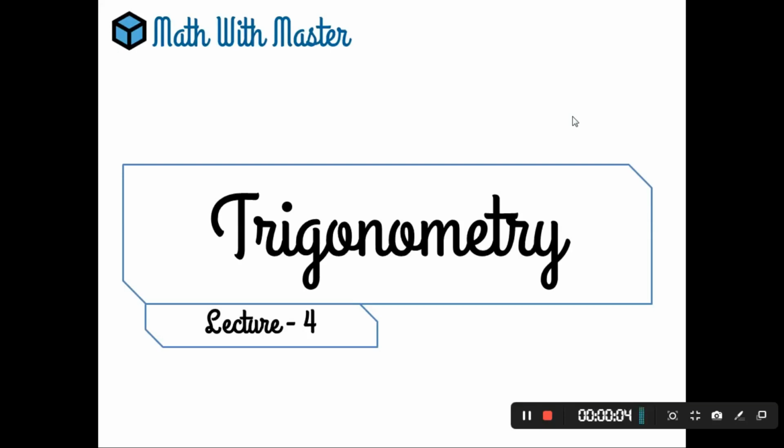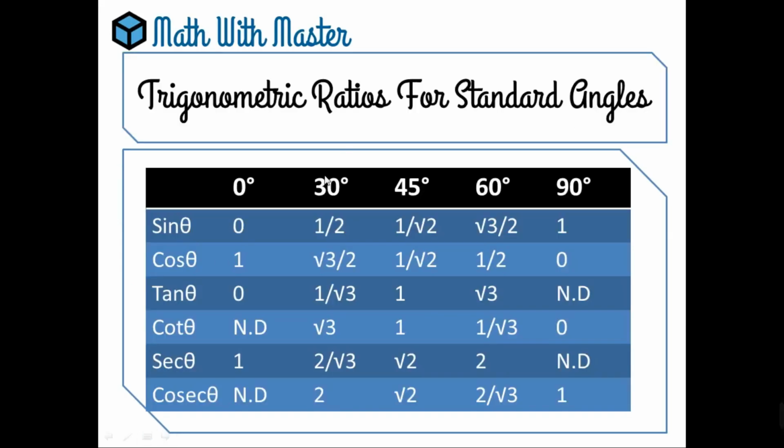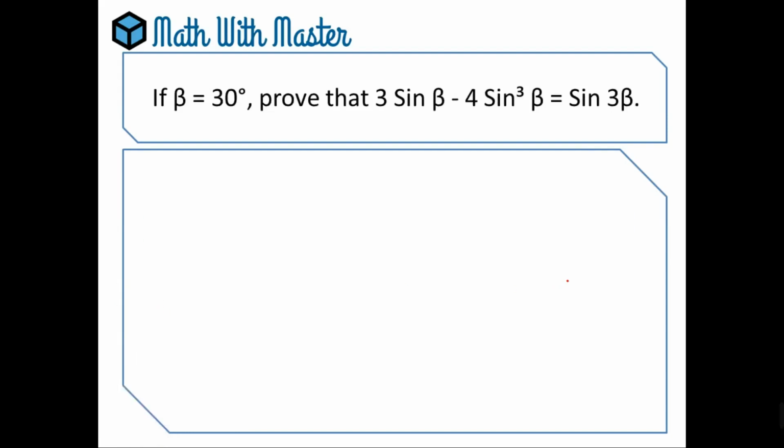Today we are going to learn trigonometry. We have successfully completed 3 lectures and this is the 4th lecture of trigonometry. In the last lecture we learned about trigonometric ratios for standard angles of 0 degrees, 30 degrees, 45 degrees, 60 degrees and 90 degrees. So let's move towards the questions.